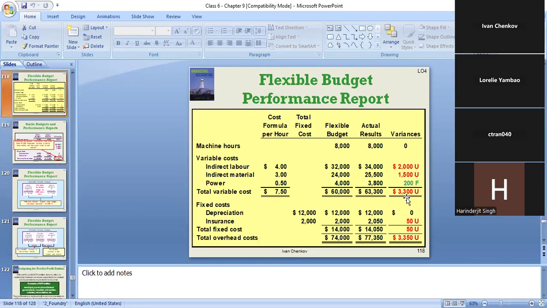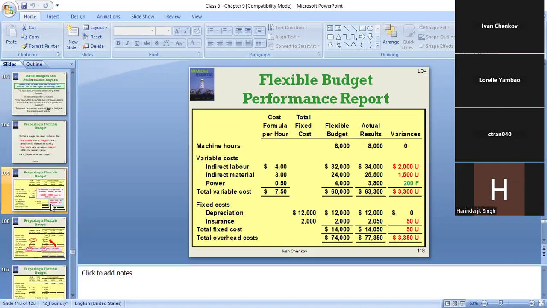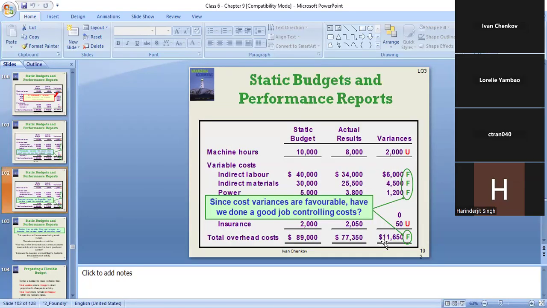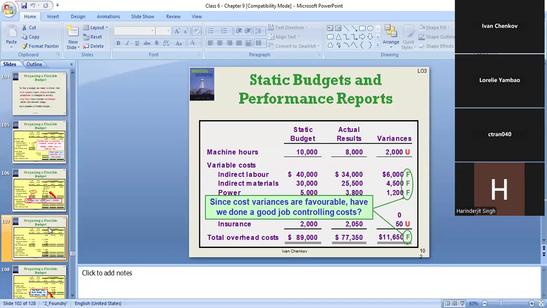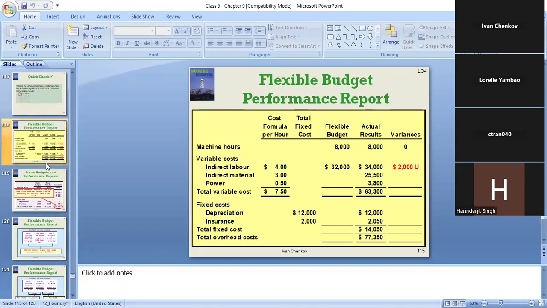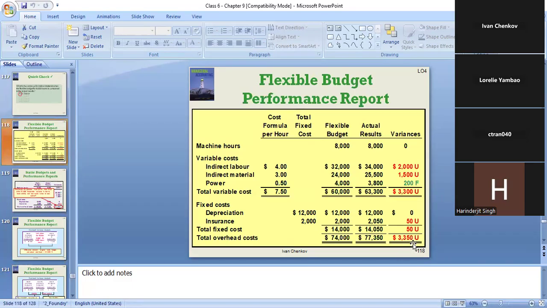And now once we move to the flexible budget, which is for the same level of activity where the actual results are, then we can have a proper variance analysis. And now we can see that this company is not saving. Watch the initial report. I want you to see the numbers on the initial report. The initial report shows that we are saving $11,650. But in our actual reality, we are overspending $3,350.